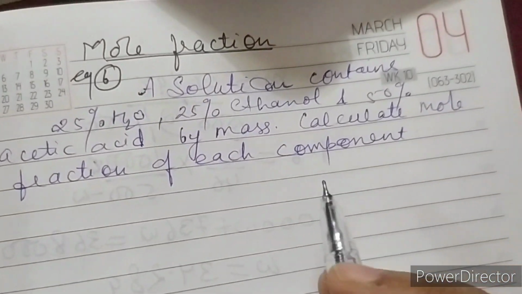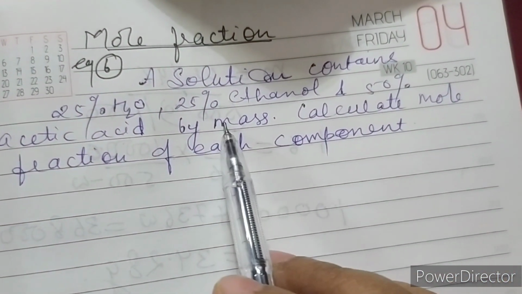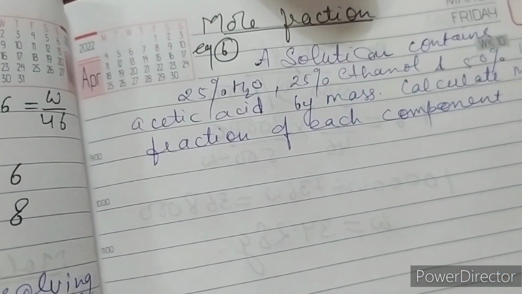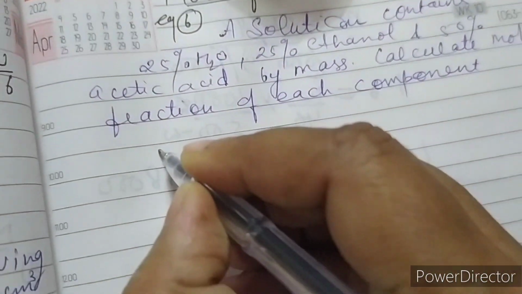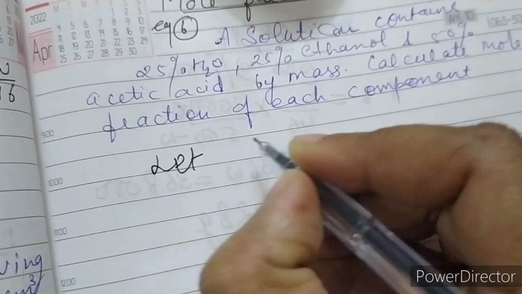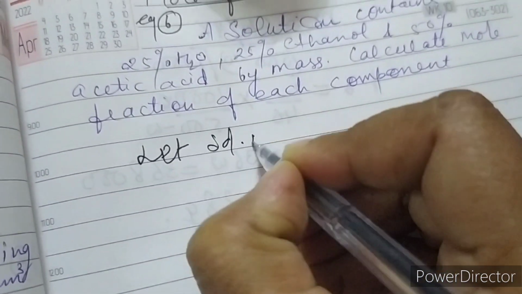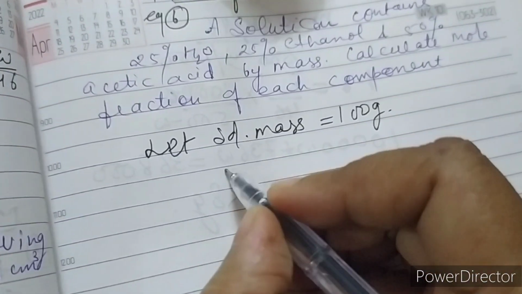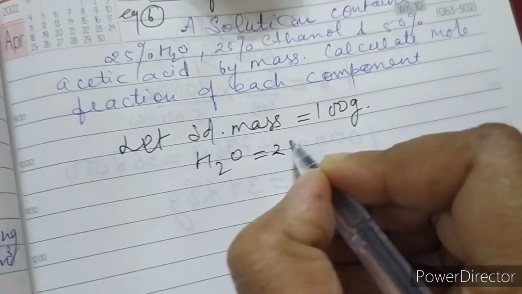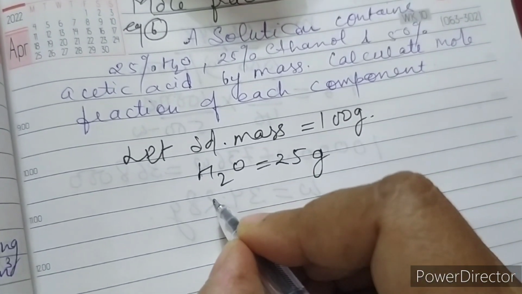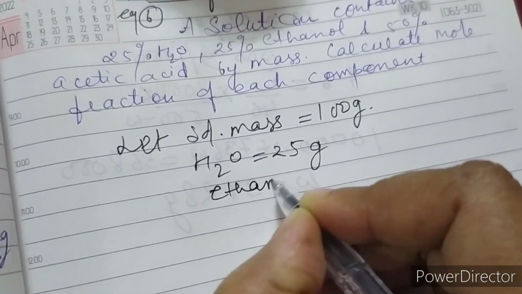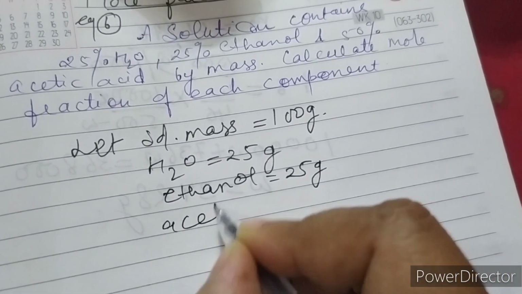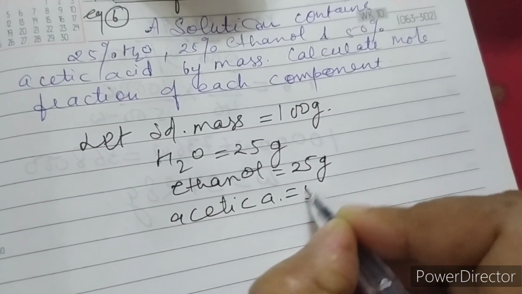That is the question here. A solution contains 25% water, 25% ethanol and 50% acetic acid by mass. Calculate the mole fraction of each component. So we will consider the solution mass as 100 gram, and if it is 100 gram, then water will be equal to 25 gram, ethanol will be equal to again 25 gram, and acetic acid will be equal to 50 gram.